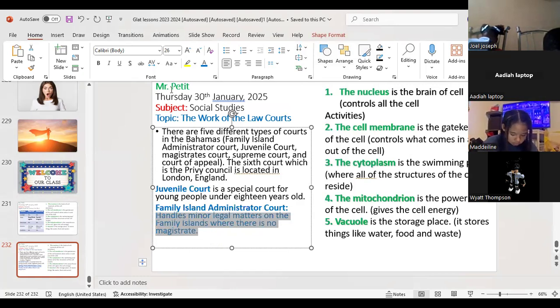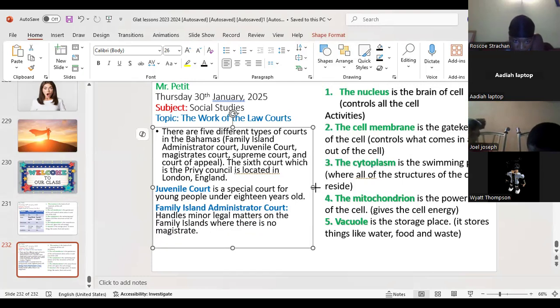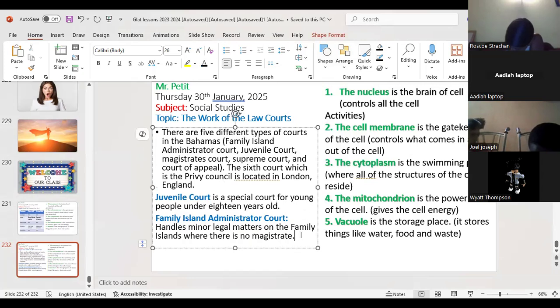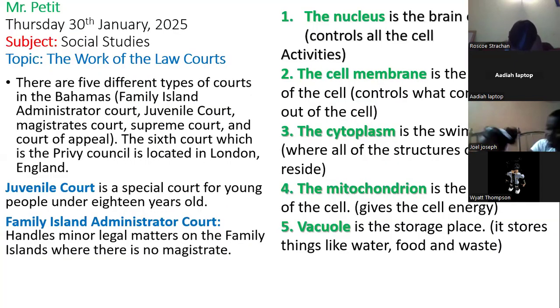Did they add things like Wendy's and the mall? No, sir. The only real fast food they had was KFC, but it was slow. The KFC was closed down? Yeah, it was closed down. So would you rather live on a Family Island or in Nassau? I'd rather live in Nassau, because the Family Islands are too quiet and they don't have that many fast food restaurants.